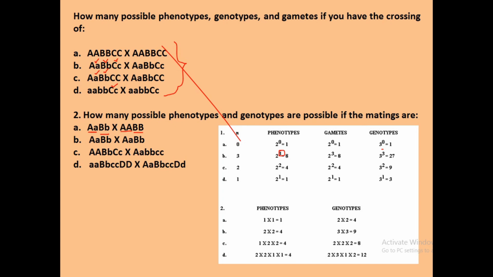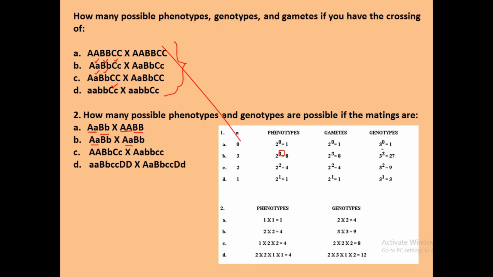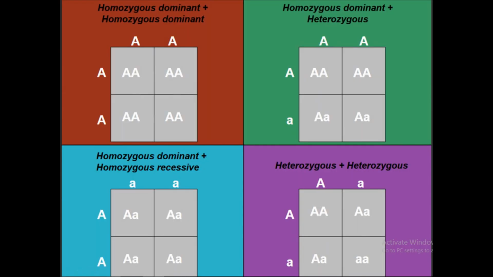Now if it is like this, capital A small a and capital A small a, then it is a cross between two heterozygotes. After a cross between two heterozygotes, what do we get? We get two types of phenotype and three types of genotype. Like this, you can do the maths by yourself now.